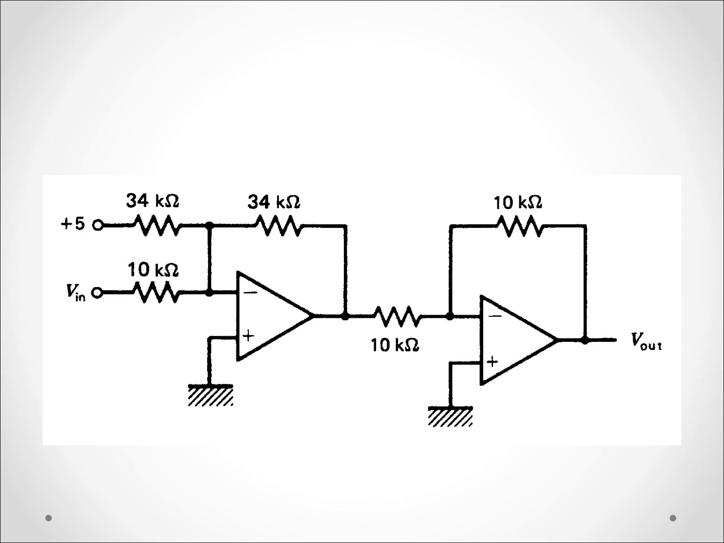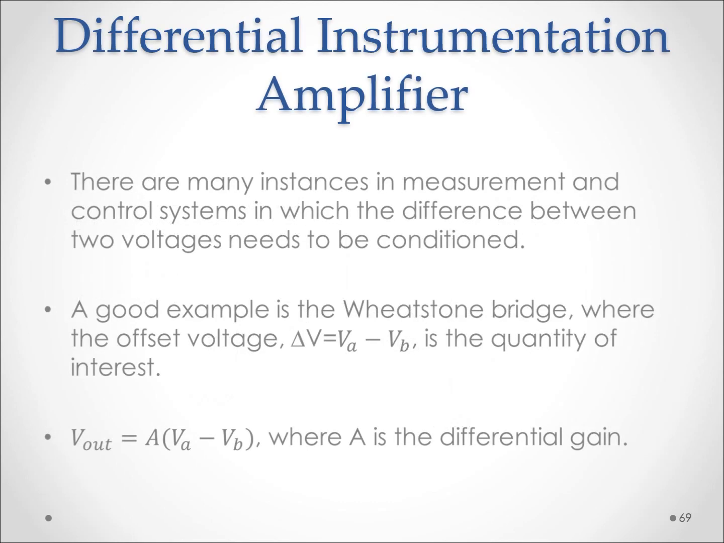We can also use op-amp as a differential instrument amplifier. There are many instances in measurement and control systems in which the difference between two voltages needs to be conditioned. A good example is the Wheatstone bridge, where the offset voltage, which is delta V, is the difference between VA and VB, where the value of delta V is the quantity of interest. So for a differential instrument amplifier, V out will be gain A multiplied with delta V, where A is the differential gain. So how will the circuit look?